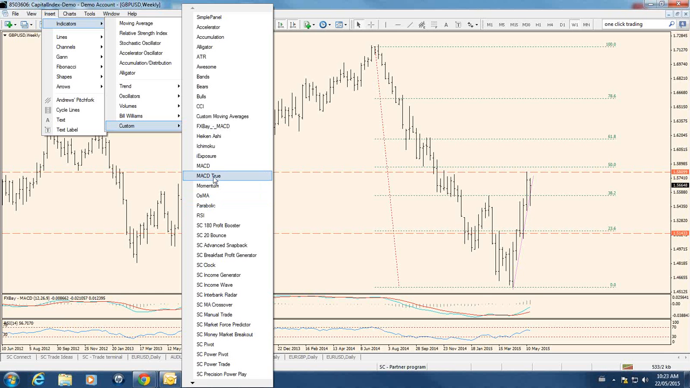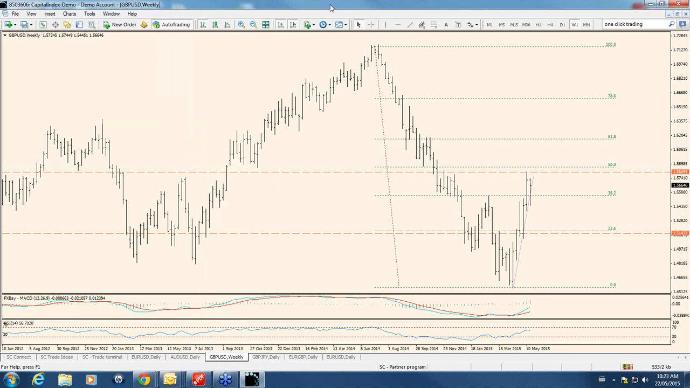If you don't have Smart Charts, if you only have Capital Index, that only has the MACD with one line. But MACD True, you will find if you've got Smart Charts. Okay, so hopefully that has answered that question.